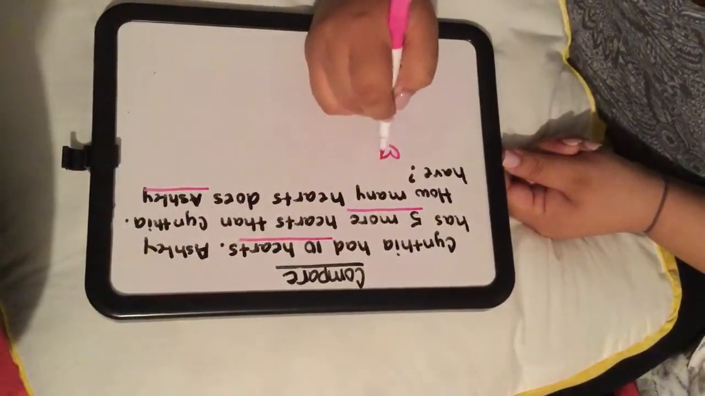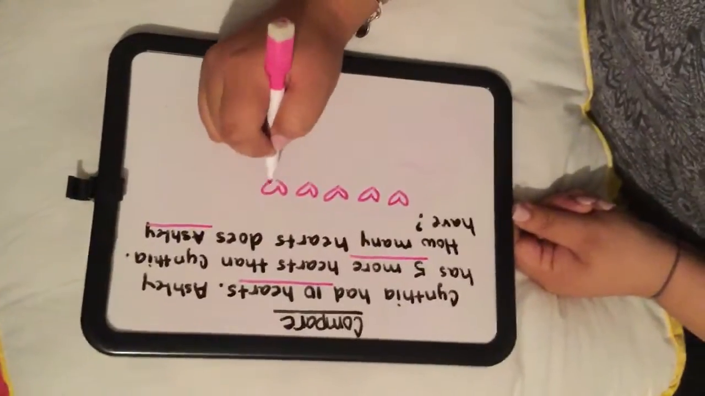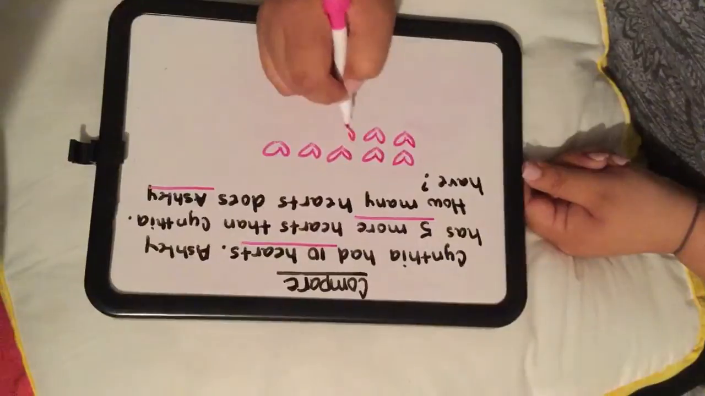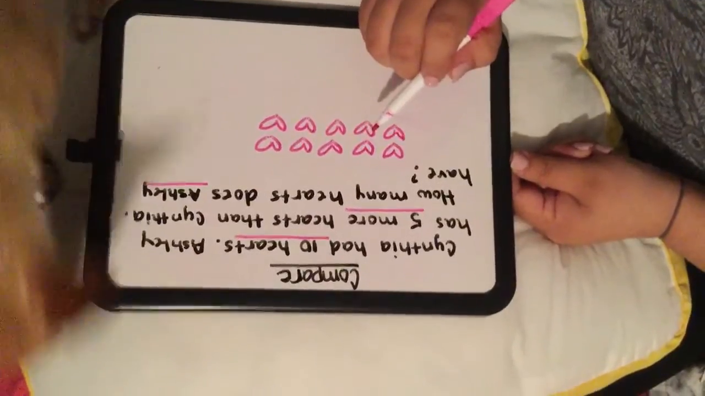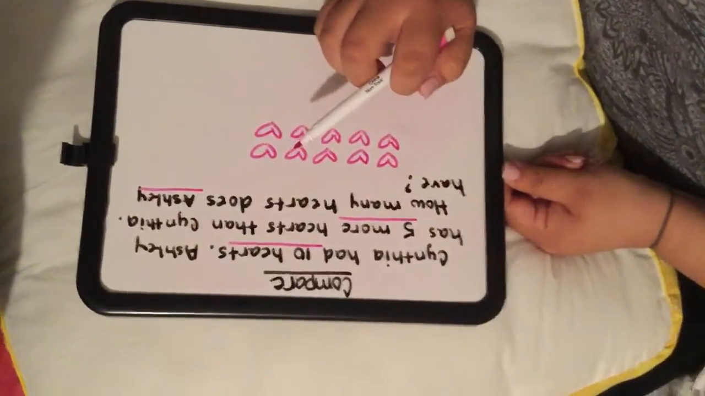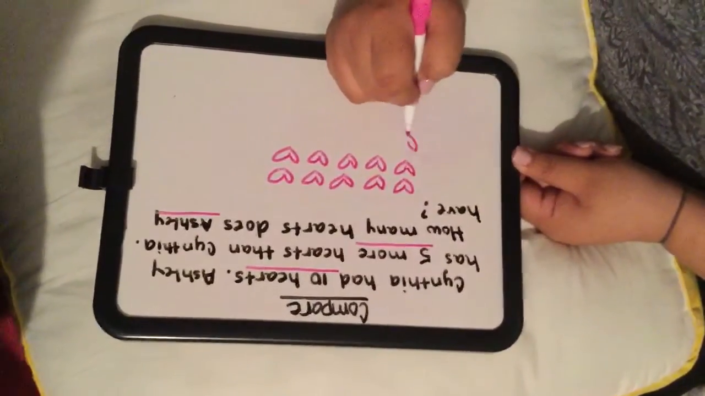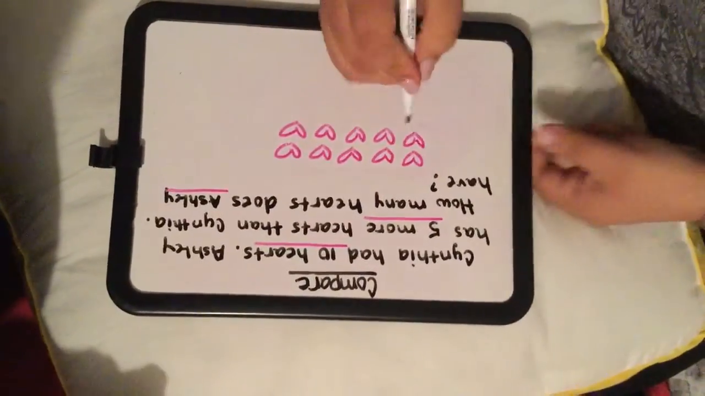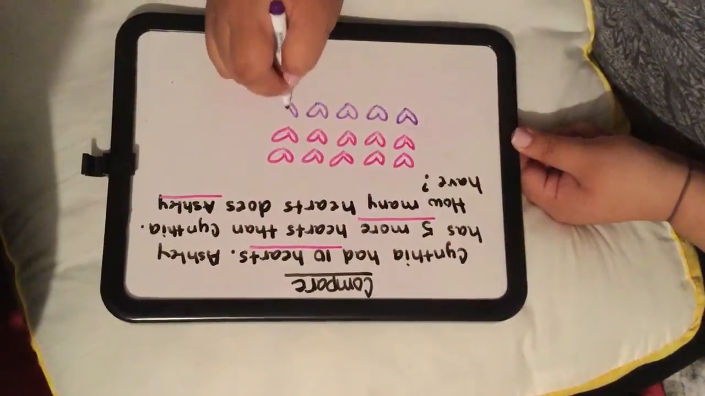So now we know that Cynthia has 10 hearts and Ashley has 5 more hearts. We want to know how many hearts Ashley has. So we're going to write out how many hearts Cynthia has, because we know that Ashley has 5 more hearts than Cynthia. So we're just going to draw our 5 hearts. That's 1, 2, 3, 4, 5. And another row. Okay, so there goes our 10. And then Ashley has 5 more, so we're going to add 5 more hearts. We'll use a different color for Ashley's: 1, 2, 3, 4, and 5.